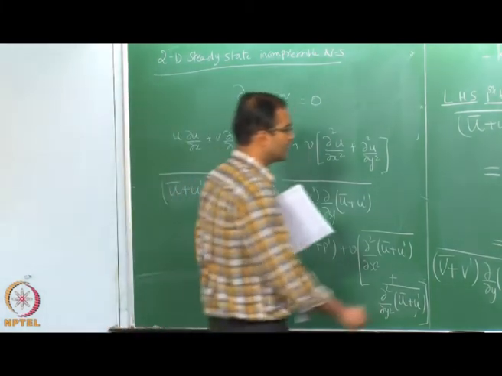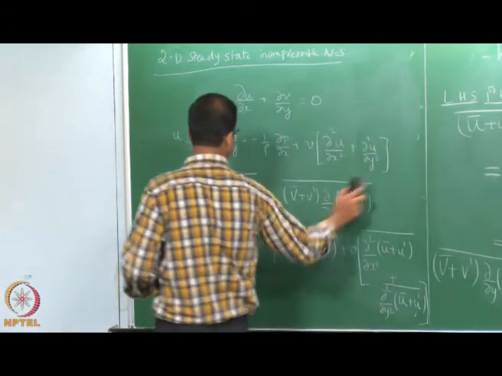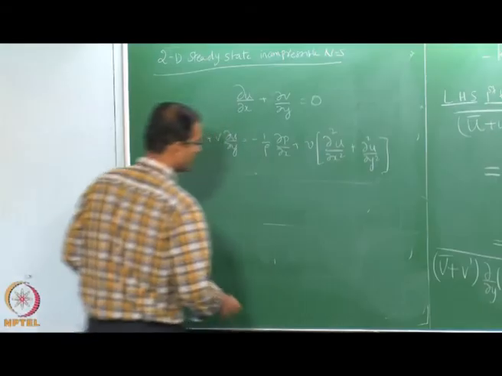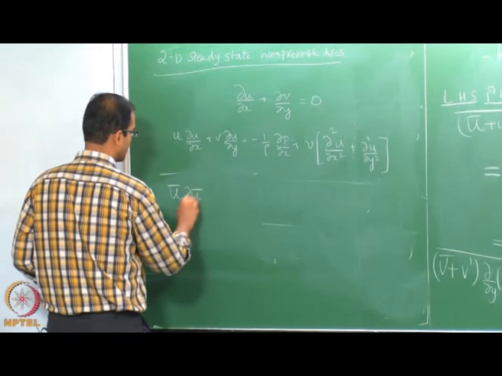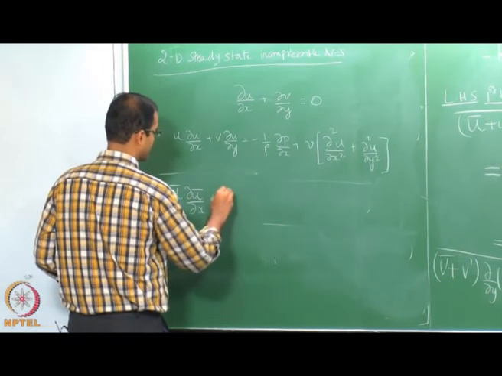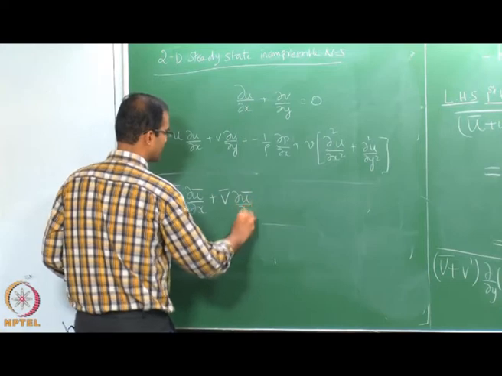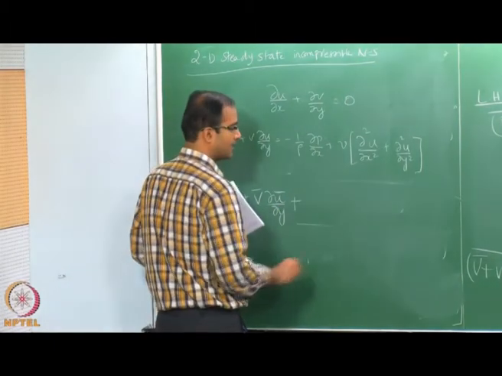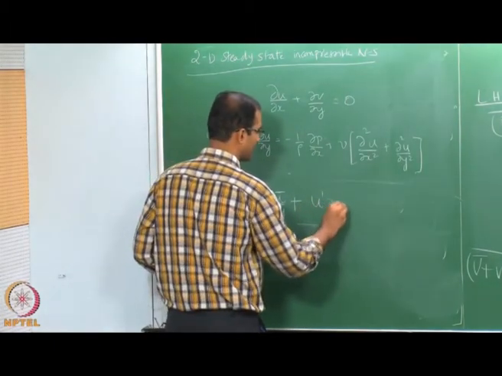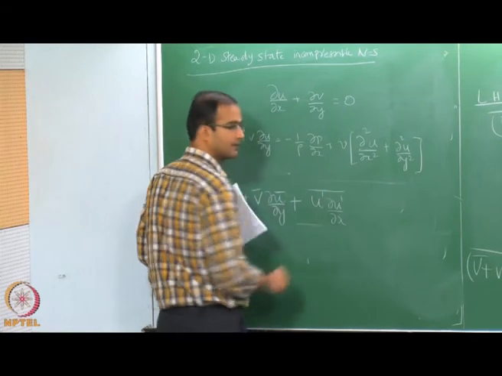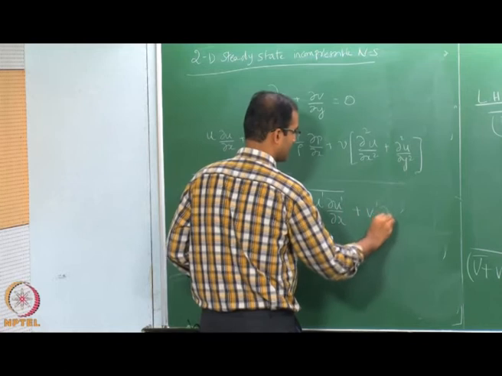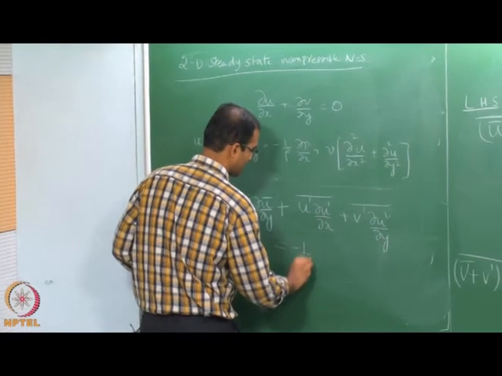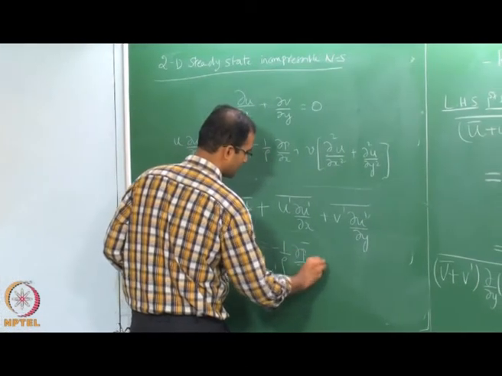So, if you write the combined equation, on the left hand side you have u bar du bar by dx plus v bar du bar by dy. This looks similar to the instantaneous convective terms, plus additionally you have the term u prime du prime by dx averaged plus v prime du prime by dy averaged. The right hand side has all the mean quantities.